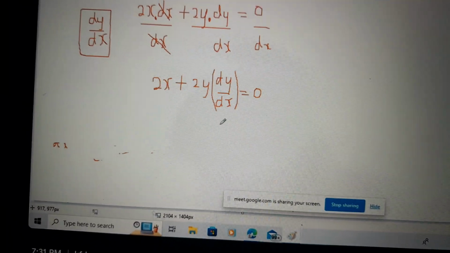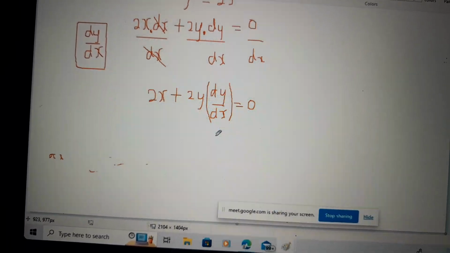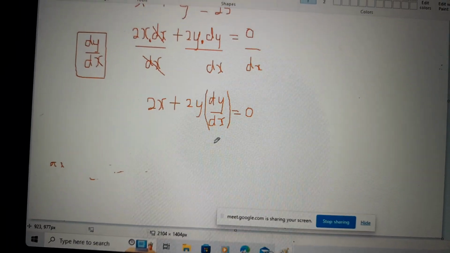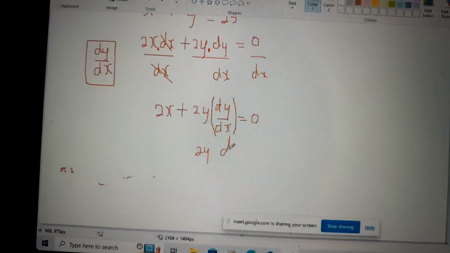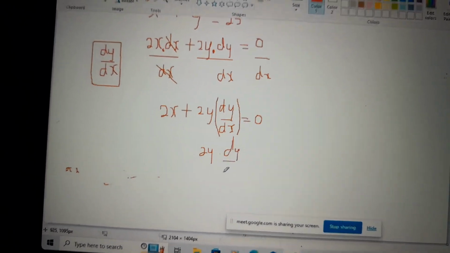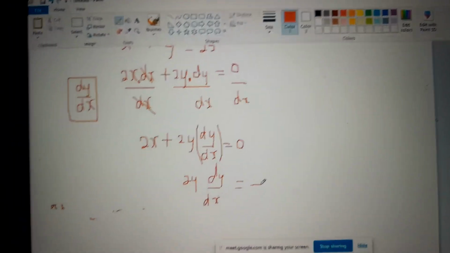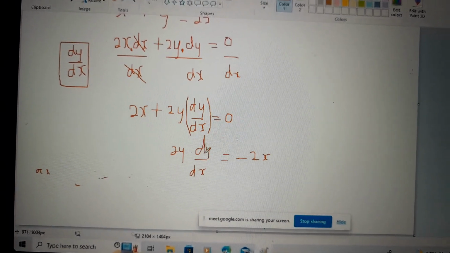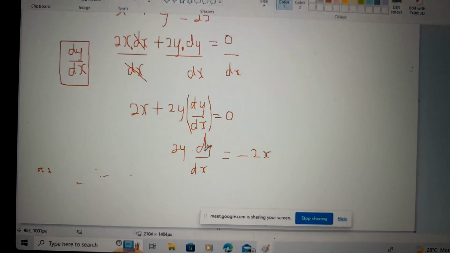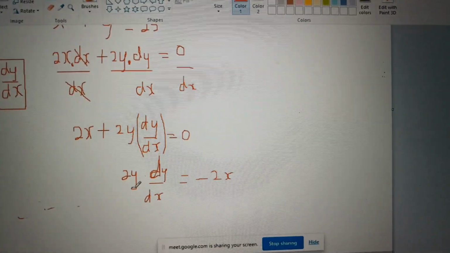Yeah, go ahead. Subtract. Yeah, so I'll have 2y dy/dx is equal to minus 2x. All right, someone else. What's the next thing? I just want dy/dx. That's what we are looking for. So tell me what to do to make dy/dx the subject.